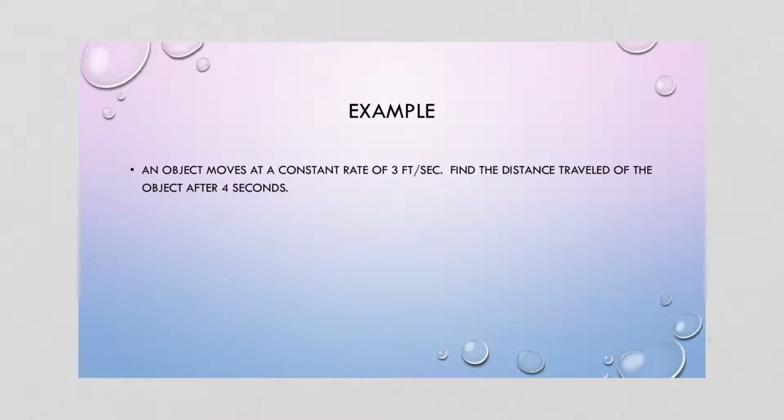So, for example, an object moves at a constant rate of 3 feet per second. Find the distance traveled of the object after 4 seconds. Well, we know that distance equals rate times time. So if we draw this, a constant rate of 3 feet per second means that I have this line going through y equals 3. Here's my function.